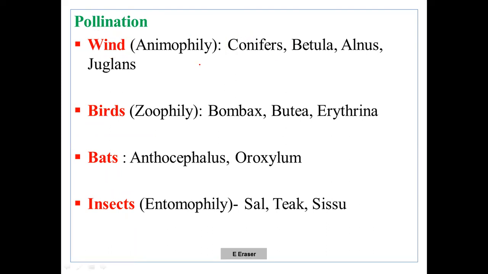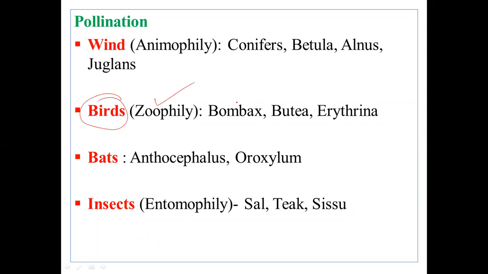They are going to ask you this: coniferous species are pollinated by which agent? That is the wind, and it is called anemophily. If the pollination is by birds, it is called zoophily.